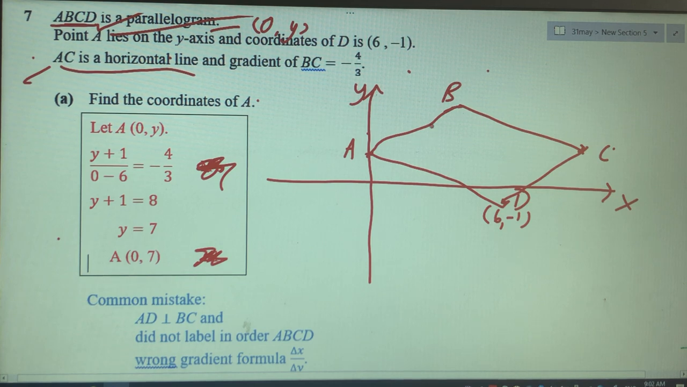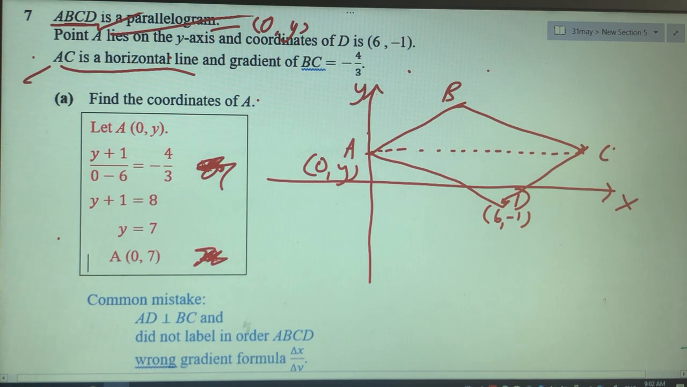Am I correct? So let me just touch up a bit. Maybe it's like that, I don't know. But at least now my diagonal is horizontal. You see, I label here already. If I don't label here, I'm not making use of my diagram. You must make use of your diagram. Many of you draw a diagram, but you don't use it. Then no point drawing. Okay?